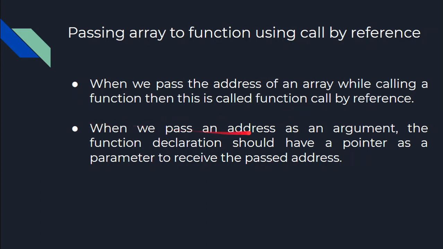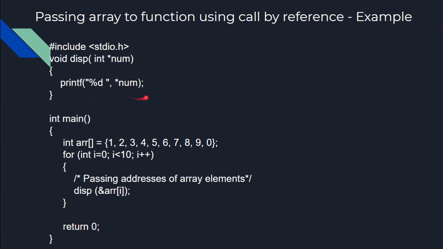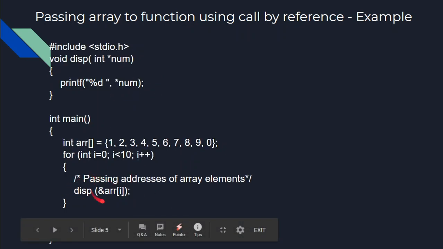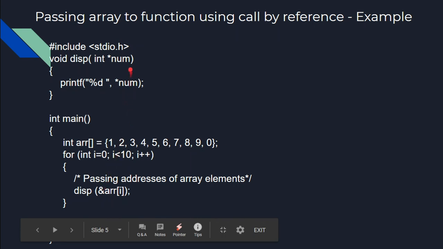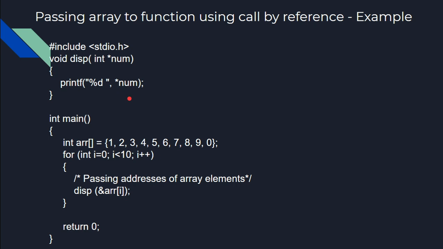So when you pass an address as an argument, the function declaration should have a pointer as a parameter to receive the passed address. So what does it mean? You can see the example here. The receiving parameter should have a pointer type variable, and the sending will be an array reference with the ampersand symbol. The ampersand symbol always represents an address, and the pointer represents where the array starts. So now in this example, as usual, it starts from include stdio.h and the display function.